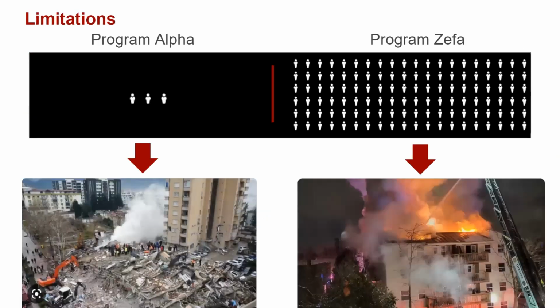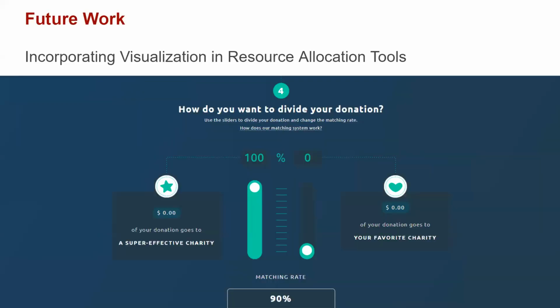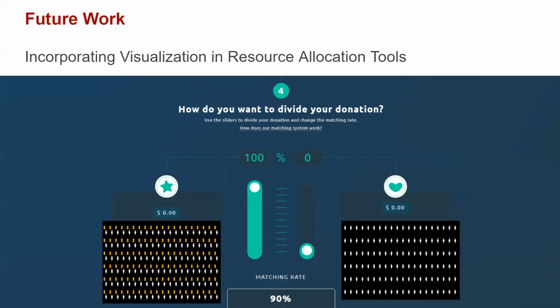We need studies to look at complex scenarios like charity programs that are not equally effective or populations that are heterogeneous in their demographics. So looking at current tools, we recommend practitioners to add visualizations to resource allocation tools. This can help people consume information and allocate resources to charities more equitably.